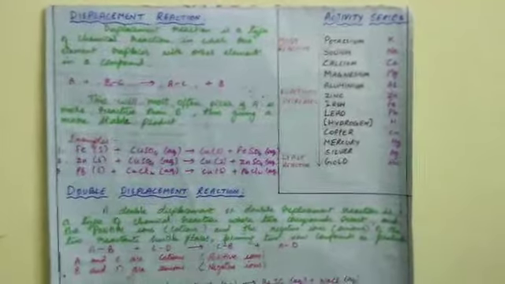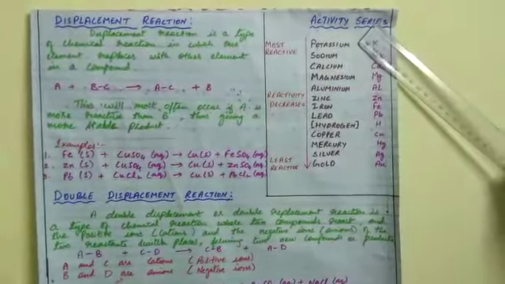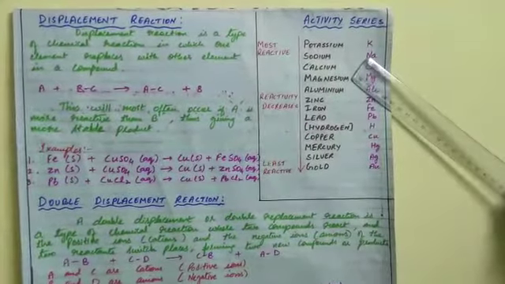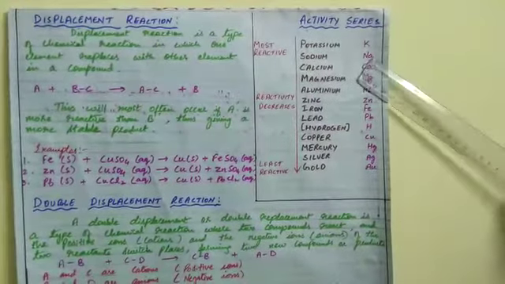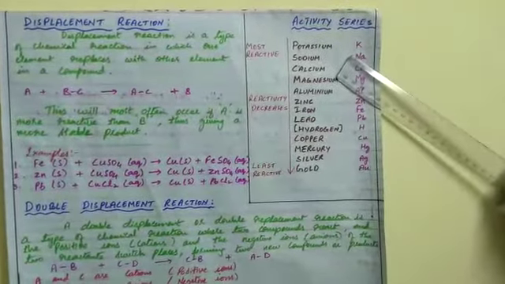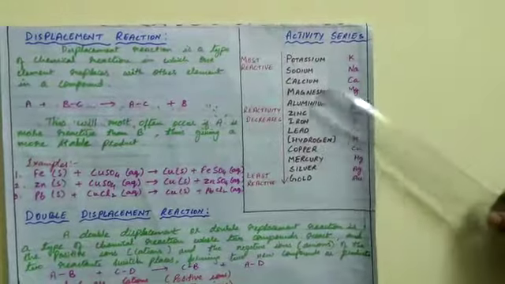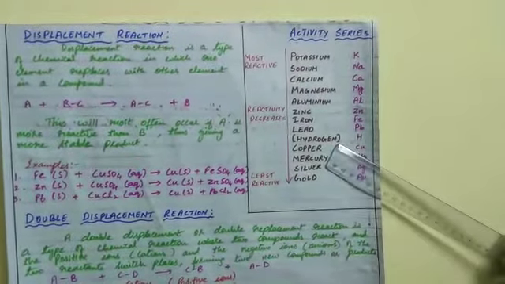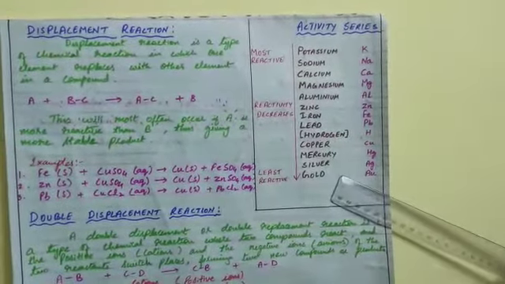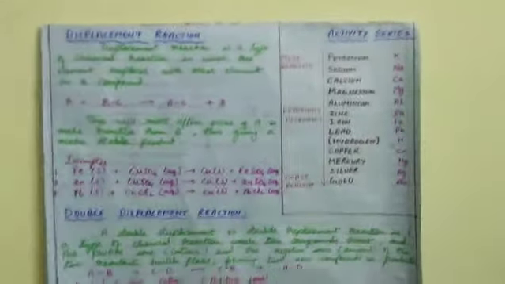Now one example I'll give you. When we compare potassium and sodium, potassium is more reactive than sodium. Potassium and magnesium: potassium is more reactive than magnesium. Magnesium and copper: magnesium is more reactive than copper. Zinc and silver: zinc is more reactive than silver. So the uppermost elements will be more reactive than the elements lower down. This is about the activity series.